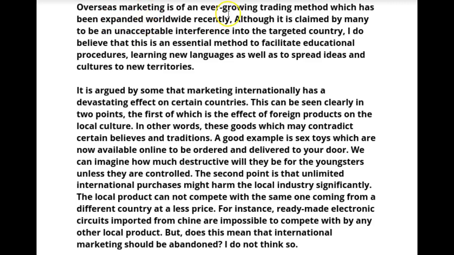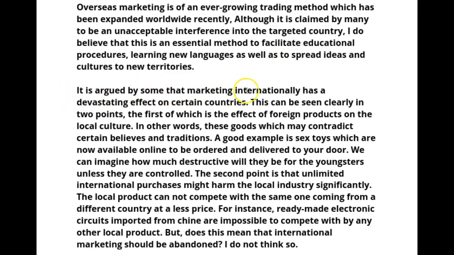So here, to say that it's ever-growing and expanding recently is a few too many words. So what we should say is that global marketing is an increasing method. Or we could say, more recently, global marketing has become an increasing method of trade. Full stop. Although it is claimed by many to be an unacceptable interference into the targeted country, I do believe that this is an essential method of facilitating education, language learning, and the spread of culture. Would be fine. That would be absolutely fine.